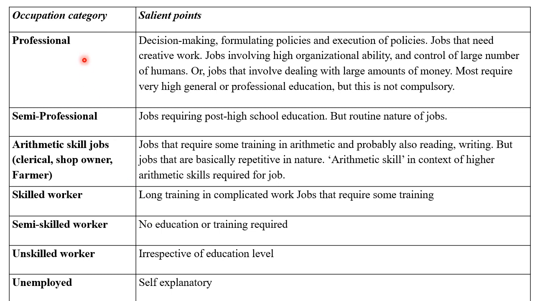So these are the different occupational categories. For professional, the salient points are decision making, formulating policies and execution of policies, jobs that need creative work, jobs involving high organizational ability and control of a large number of humans, or jobs that involve dealing with a large amount of money.